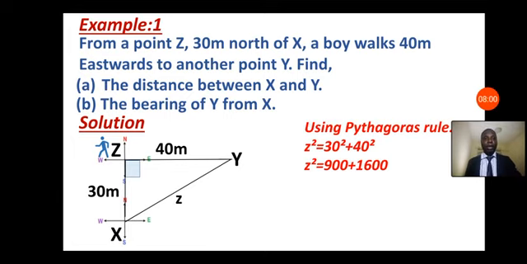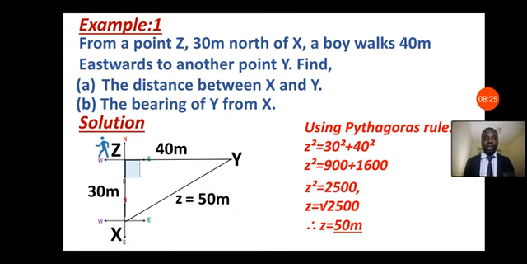30 squared is 900 and 40 squared is 1600. Adding both together, I should have 2500. And if I solve that properly, taking the square root of both sides, the square root of 2500 should give me 50. In other words, my side Z will have to be 50 meters. Okay, our first job is done. So I have found the distance between my X and my Y. And that's exactly what we can see on the screen.